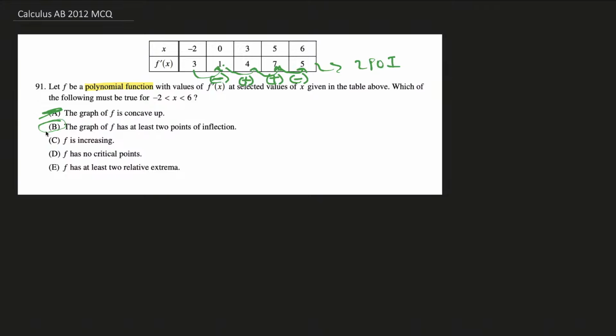So I like B. And C says f is decreasing. That's not necessarily true. This could have technically dipped all the way to -50 and then came back up in the intervals. You don't know that. D says f has no critical points. Again, you don't know. It could have gone to 0. E says at least 2 relative extremas. Again, we're not sure about critical points. So the answer to 91 is B.